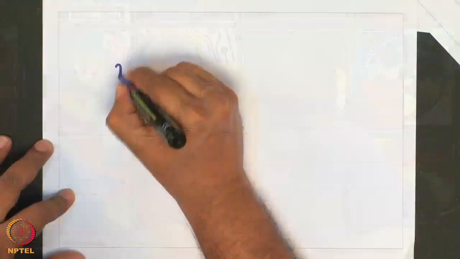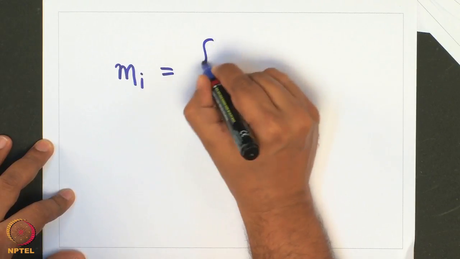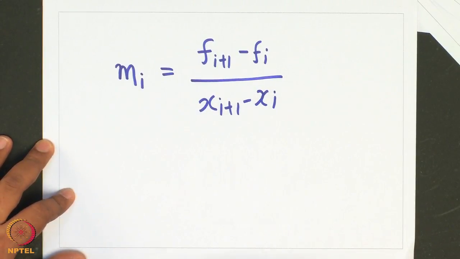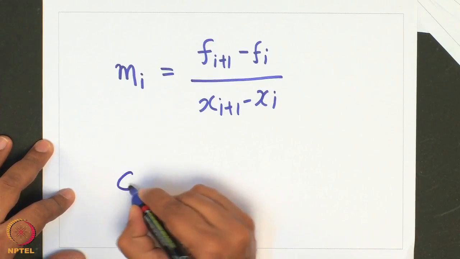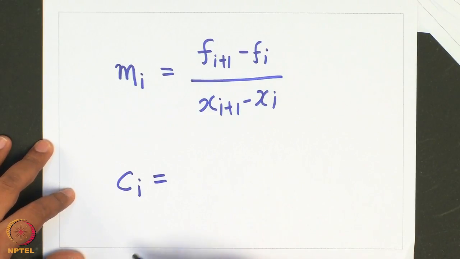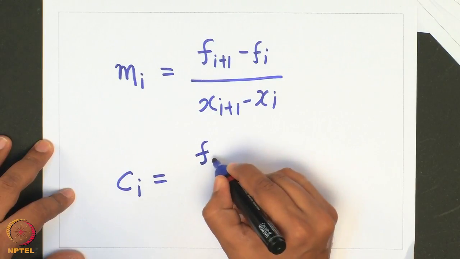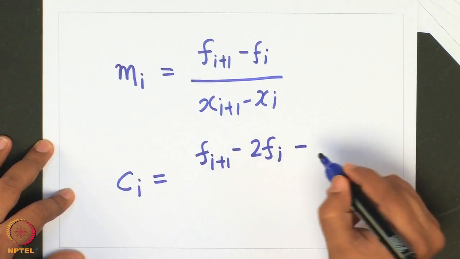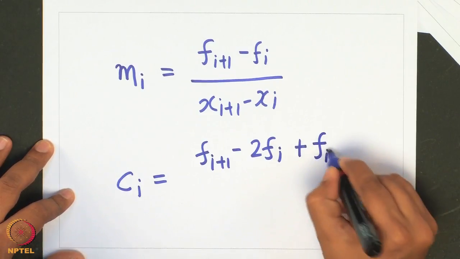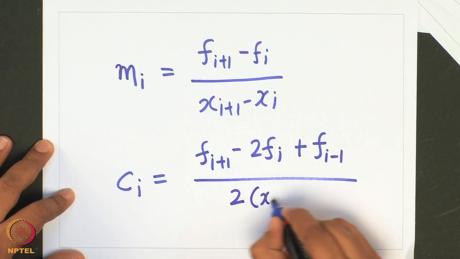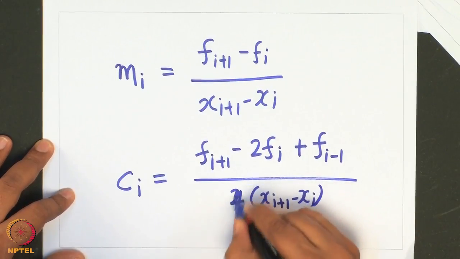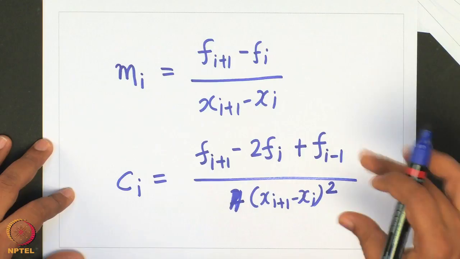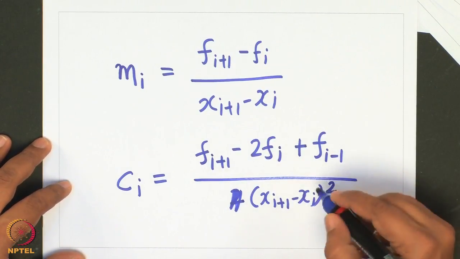I could write the slope at location i as f at i plus 1 minus f at i divided by x i plus 1 minus x i. This is another way of writing the general formula for slope. Similarly, for curvature, the second derivative, which is c i, we could write this formula: c i is f at i plus 1 minus 2 f i plus f i minus 1 divided by, there is no 2 here, x i plus 1 minus x i whole square. Assuming that the differences between all x values are the same, we would use this as the formula for the second derivative.